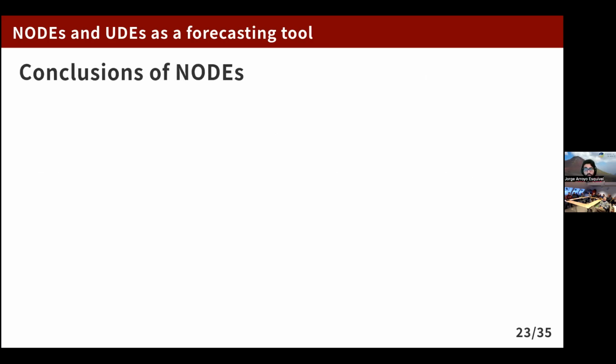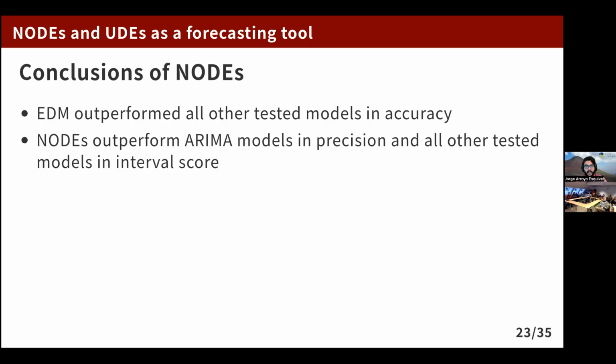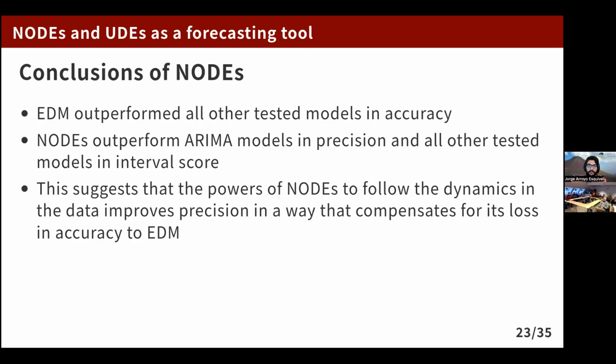So, conclusions for NODEs. EDM outperformed all other tested models in accuracy, and NODEs outperform ARIMA models in precision and all other tested models in the interval score. And as I was saying, this is probably because they know that we're in continuous time. Following the dynamics of the data improves precision in a way that compensates for its loss in accuracy when we compare it to EDM. So that's great news.